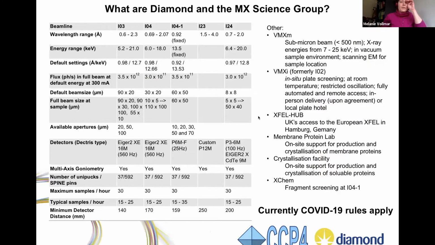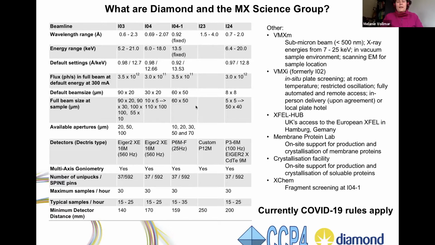The beamlines themselves, we've got several setups. The standard beamlines most users go for are I03, I04, I04-1, and I24. They all come with high frame rate photon counting detectors. They all have robotics and automation, so you can have up to 600 samples on the beamline at a given time. Except for I04-1, they all have tunable energies and wavelengths, so you can do a range of experiments with different beam sizes, from very small to very big, depending on your crystal size.